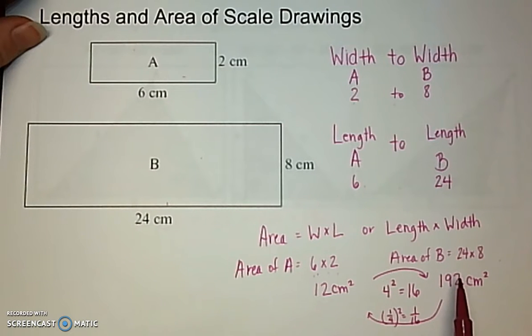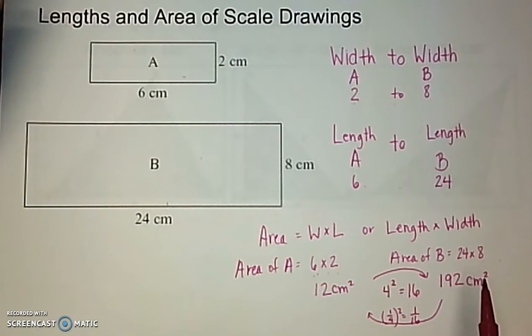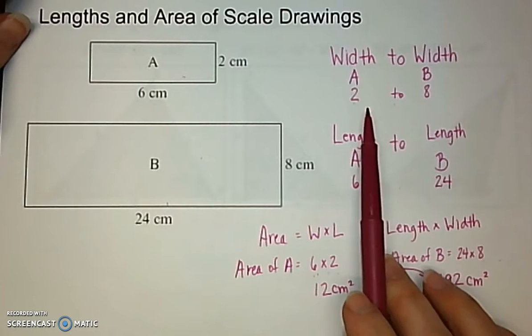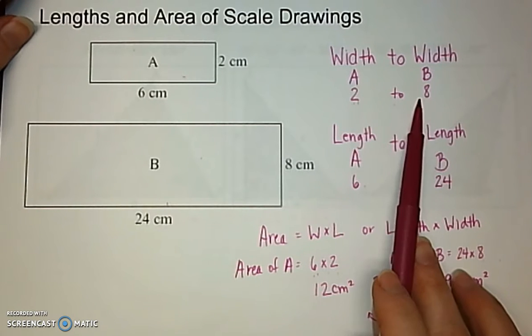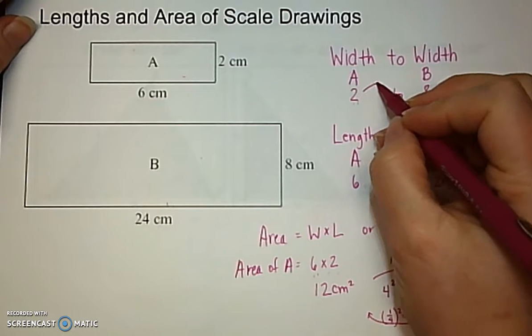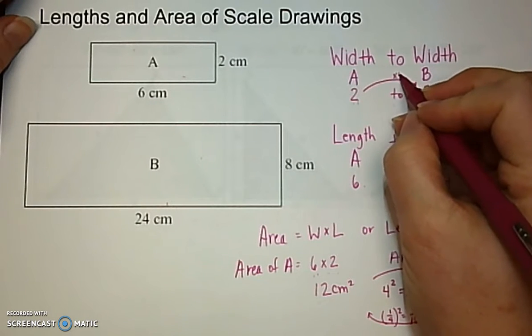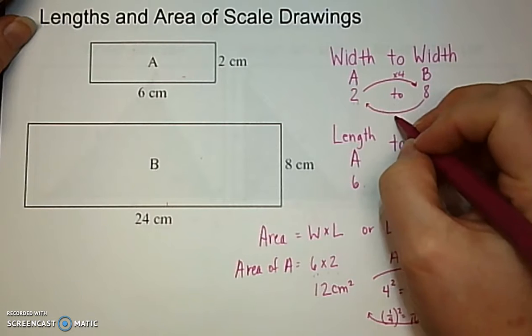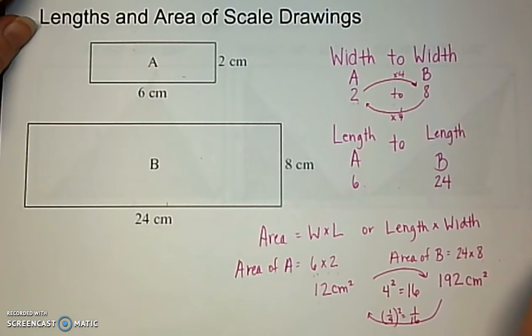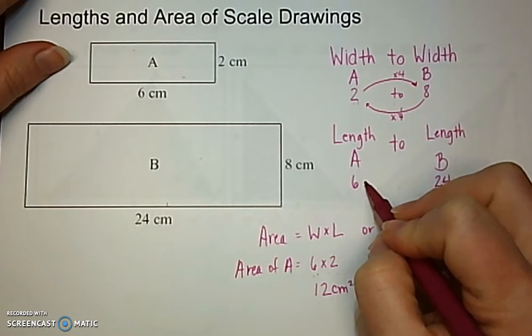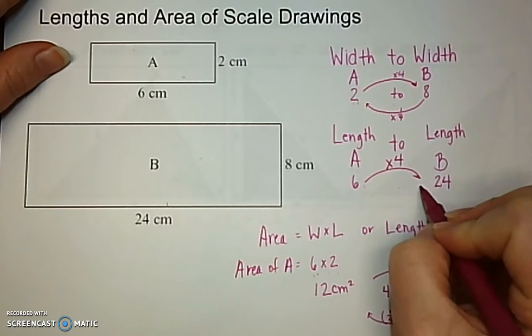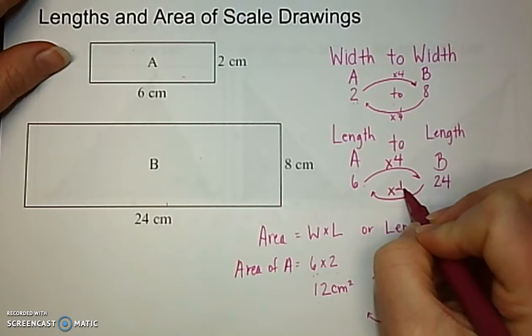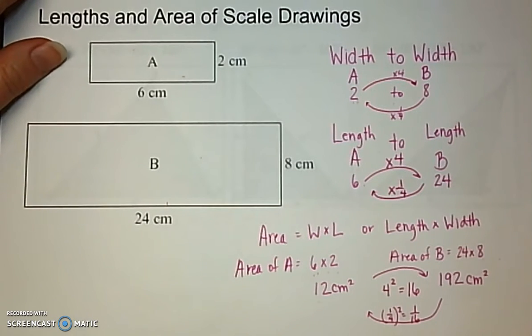With my larger rectangle, I have 24 times 8, 24 centimeters times 8 centimeters, and that gives me 192 square centimeters. Now, my scale up here, you notice I'm either multiplying by 4, if I'm going from the smaller to the larger, and if I'm going this way, I'd be multiplying by 1/4, which you can also think of as dividing by 4. And the same can be said down here. I'm either multiplying by 1/4 going back, or dividing by 4.